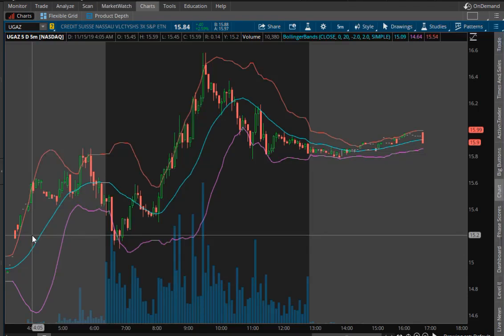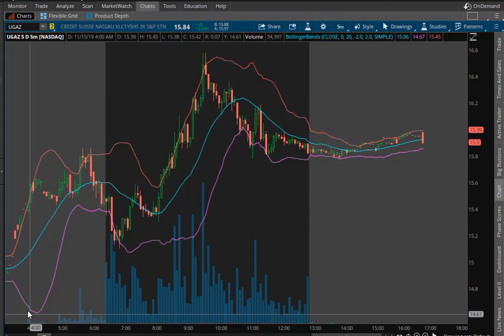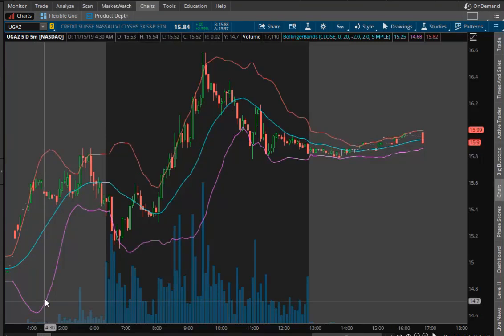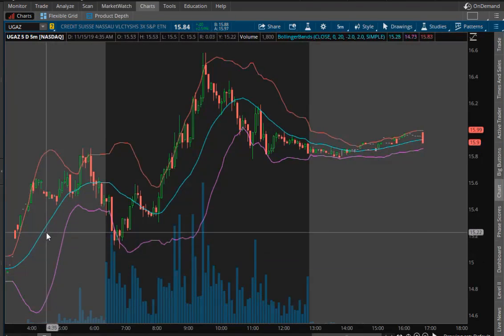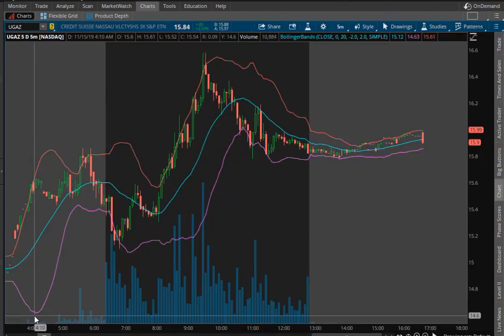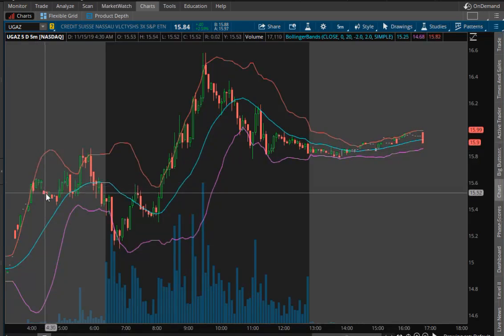The bottom BB right here is starting to flatten out, starting to turn. That means the volatility is starting to decrease. And it's going to start to climb up and come closer and closer to the median Bollinger Band right there. That means that with the volatility decreasing, the share price is more than likely going to start to go into a chop zone.